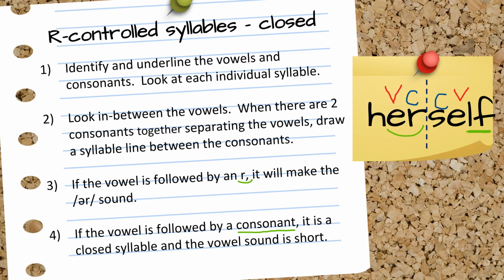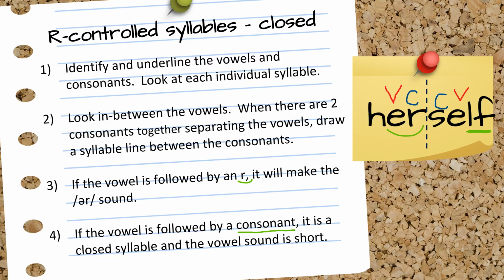Okay, let's look at some examples. When identifying syllable types, we go through the same steps. The first thing we're going to do is find the vowels and mark them with a V. Look at the letters between the vowels and mark them as consonants. As we've previously taught our students, when there are 2 consonants between 2 vowels, we are going to draw a syllable line between the 2 consonants.